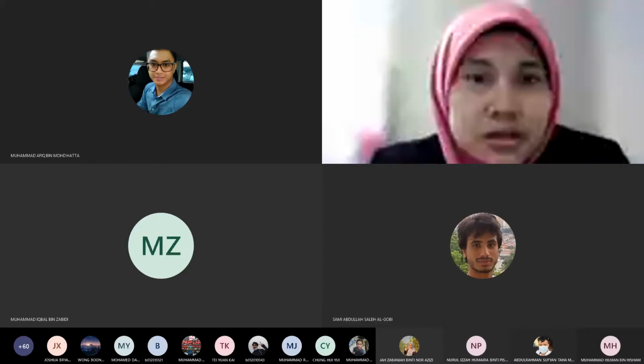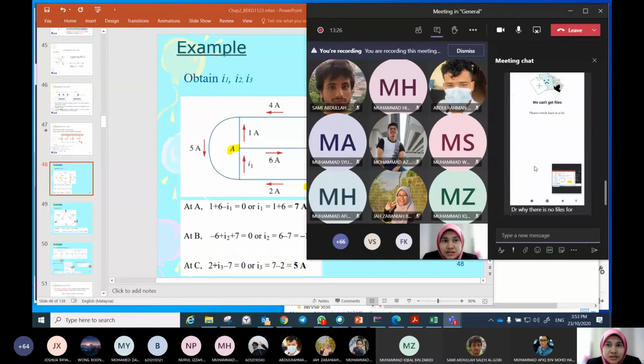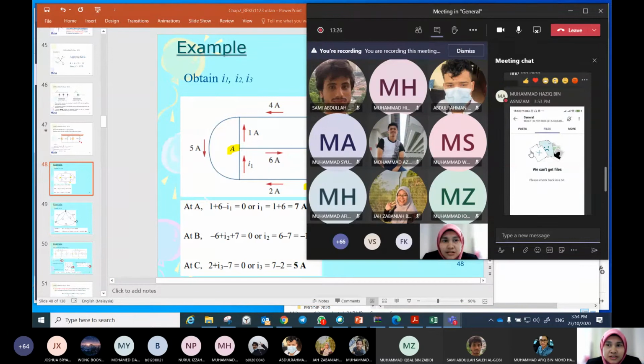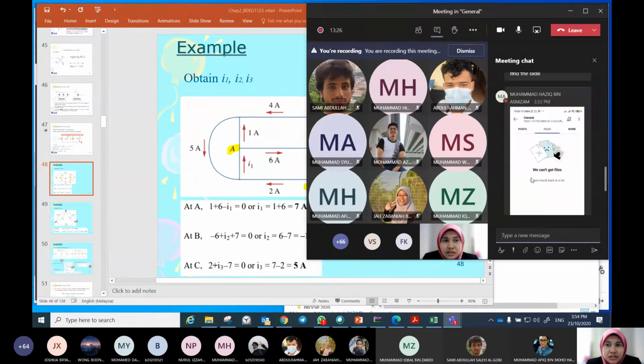I1, I2 here, and I3 here. So just apply... I don't know. Haziq, no files for lecture. Haziq. Before this, can you see the material?